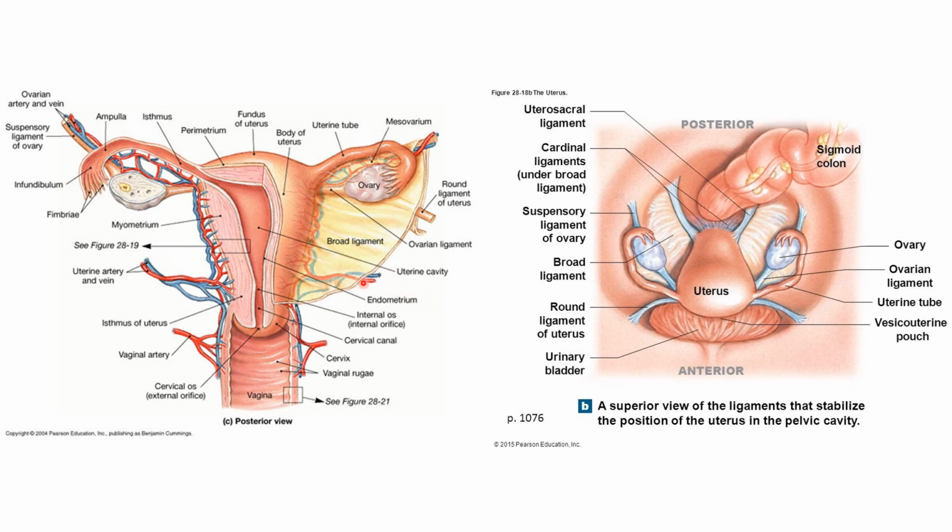Lastly, we have our transverse cervical ligament, also known as a cardinal ligament, which houses the uterine artery, which is highlighted now. So uterine artery.